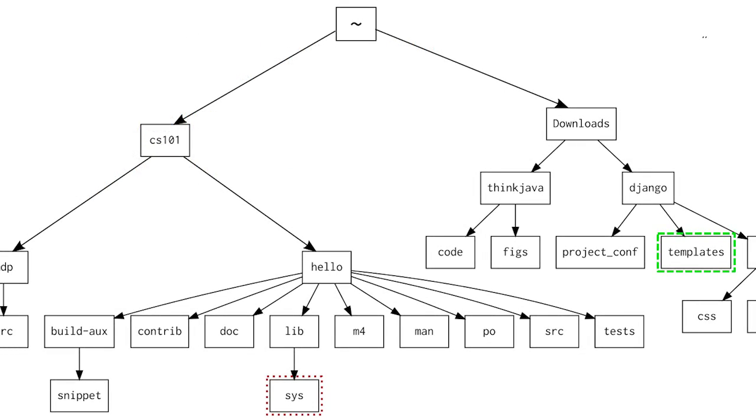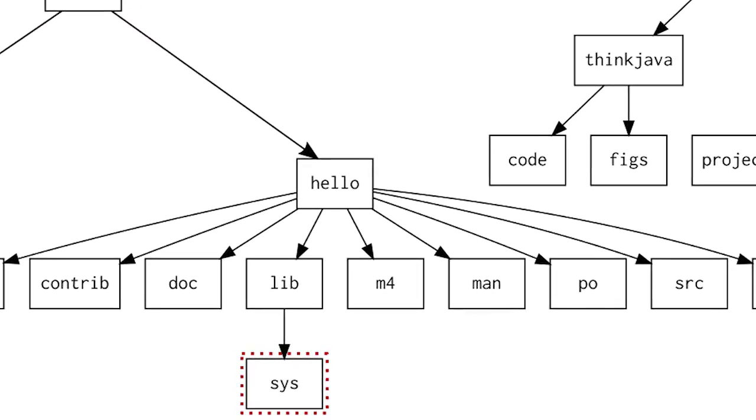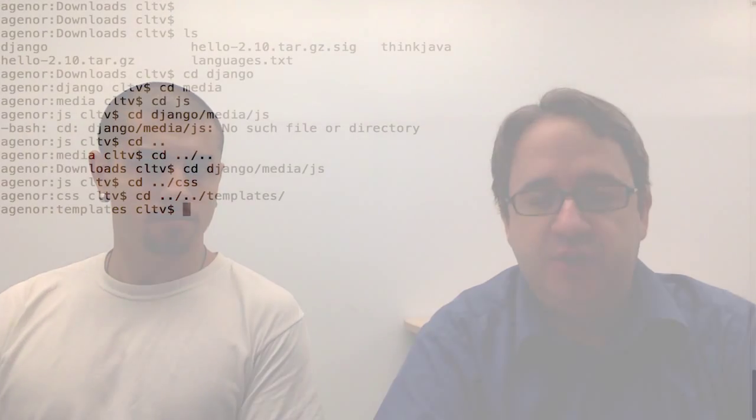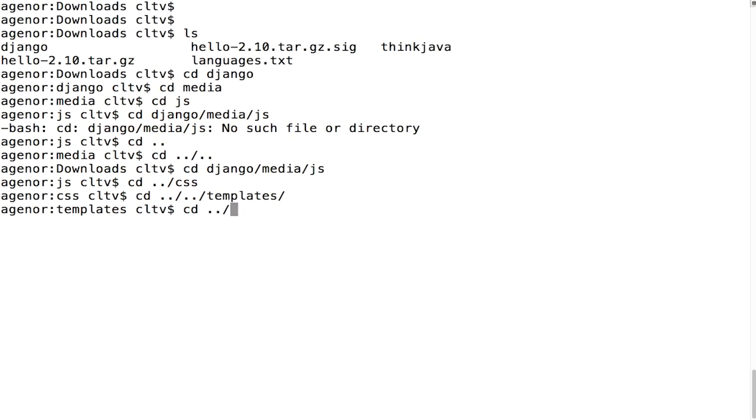On the complete opposite side of our file system tree, we have a file called sys, S-Y-S. How would we go about navigating to that file? So one way is to just go up to the top of the tree and down again. So you can see that it looks like 3 levels up to your home directory. So if we go up 3 times from here, now we're in home, but I can just continue from there and do CS101 hello lib sys. So you just trace the path up and down the tree, and now I'm over in sys.